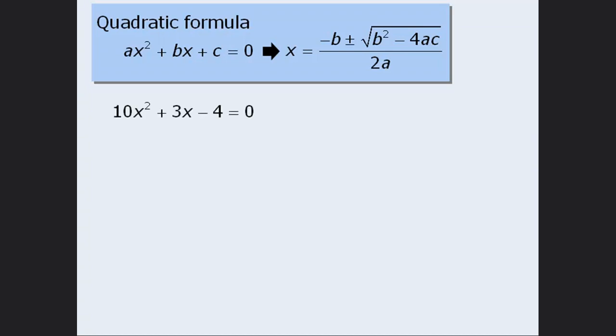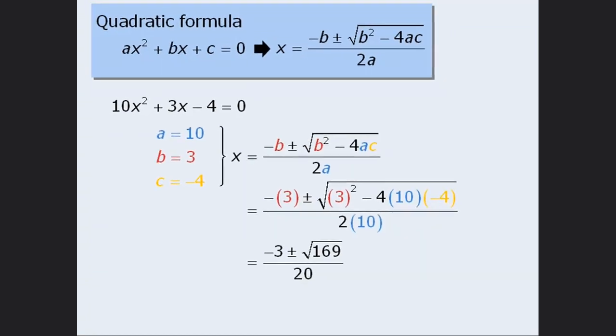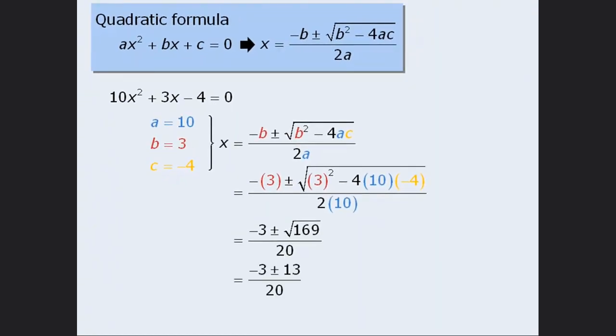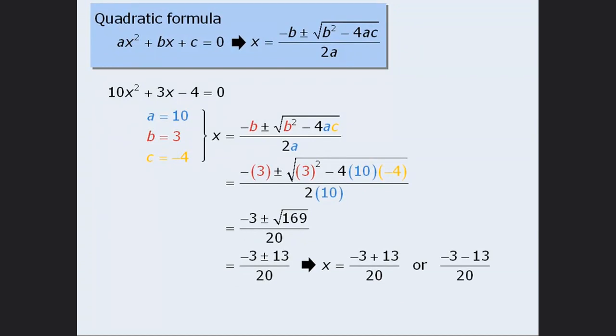In this example, we can see that a equals 10, b equals 3, and c is equal to negative 4. We'll now take these values and plug them into the formula. From here we can simplify the part inside the square root to get 169. And the square root of 169 is 13. So we now have x equals negative 3 plus or minus 13 all over 20. This means that one of our solutions is x equals negative 3 plus 13 over 20, and the other solution is x equals negative 3 minus 13 over 20.